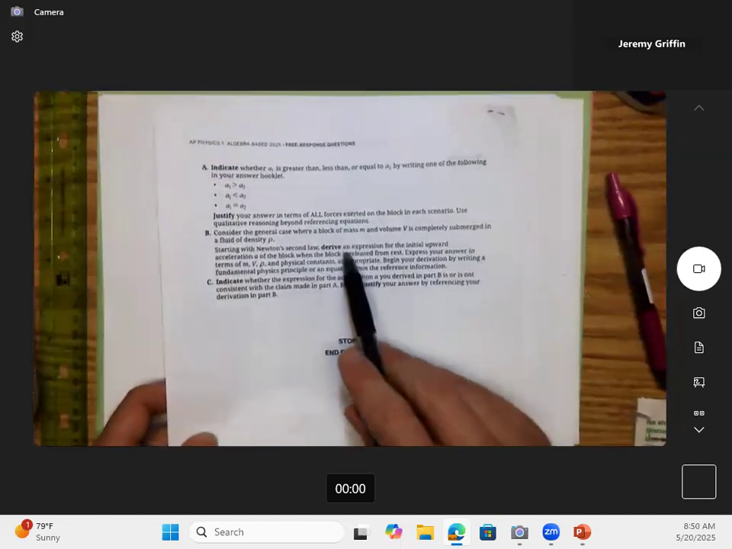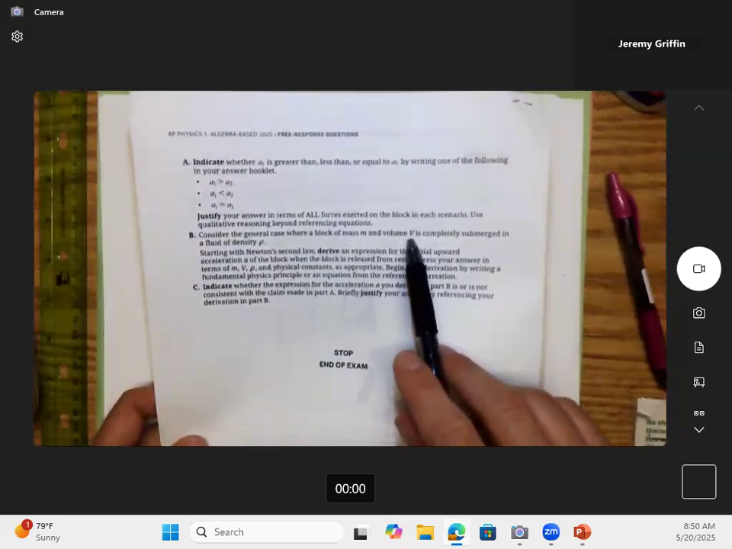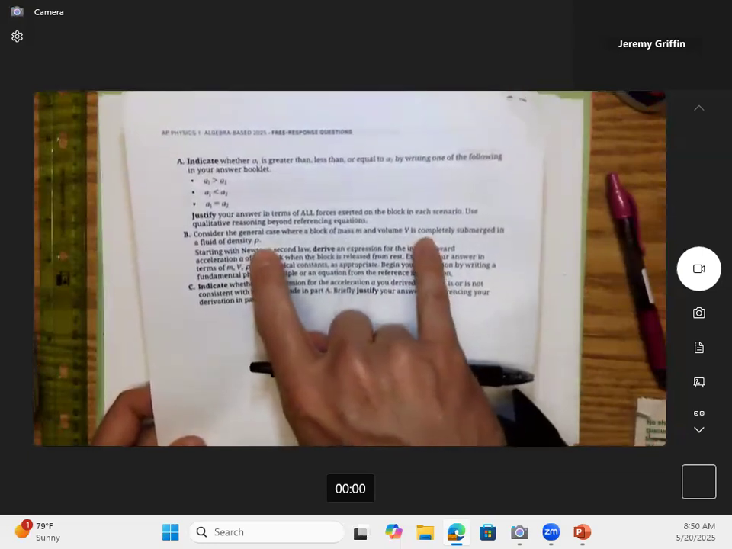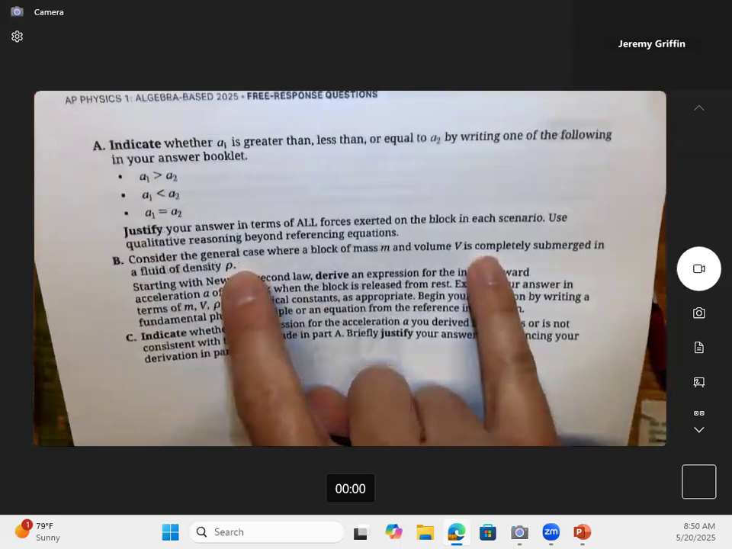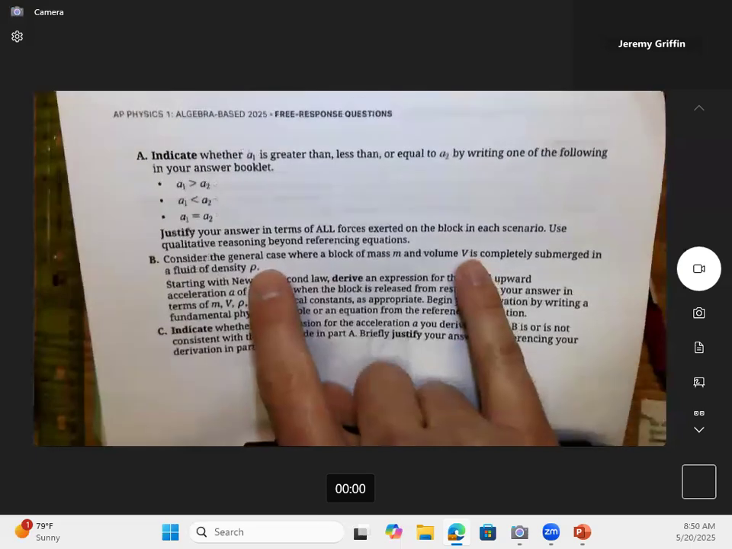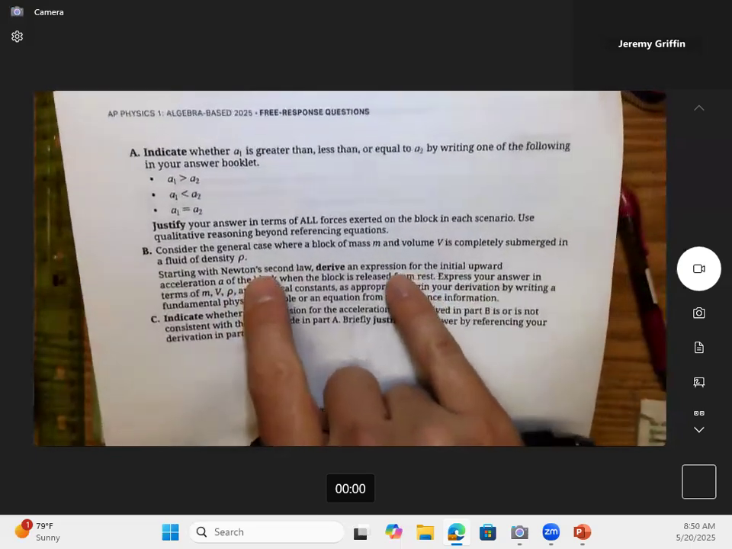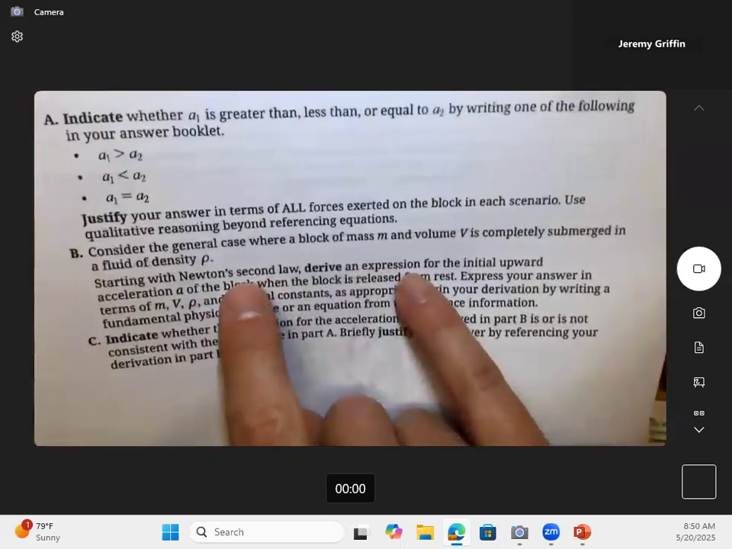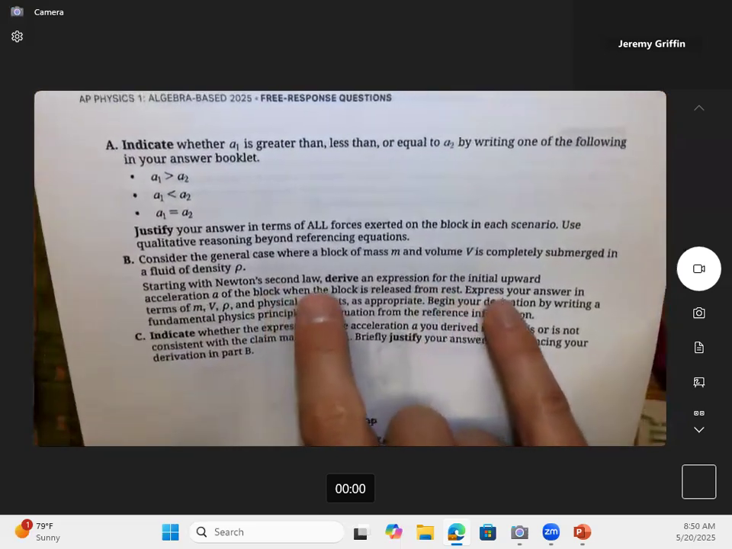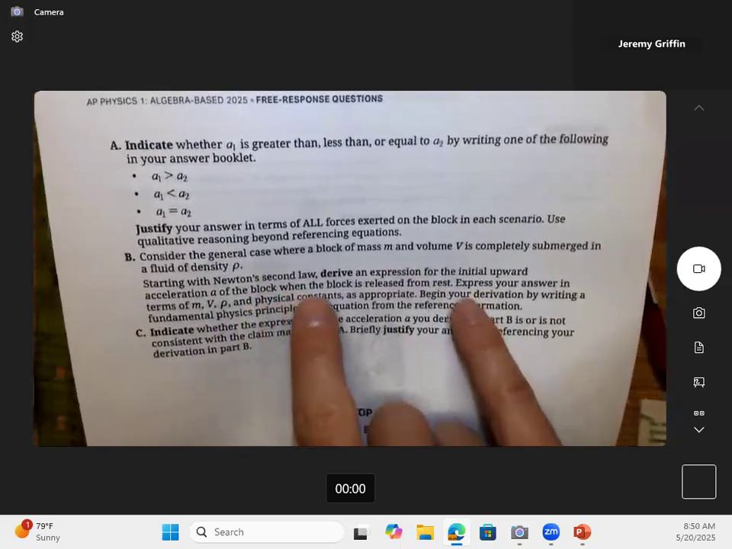Consider a block of mass M and volume V completely submerged in fluid of density rho, which means that the volume of the block would be the displaced volume. That's why it's completely submerged. Starting with Newton's second law, ooh, they're really helping you guys out there. Derive an expression for the initial upward acceleration of the block released from rest.